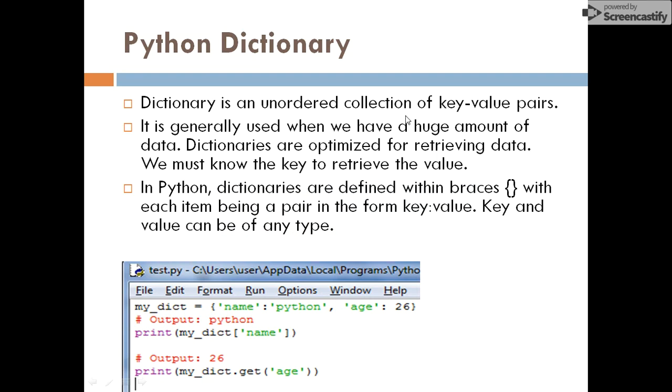And then there is a dictionary. Dictionary is a collection of key value pairs. It is similar to the previous one, but in that case we have the key value pair. If we have a huge amount of data, in that case we use dictionaries. My dictionary is equal to name, this is the name and this is the value, then age, this is the value. So name and value pairs will be there. You can print the name and you will get the output Python. If you give age, you will get 26. Means you give the key and you get the value as output. In that case, Python dictionary is used.